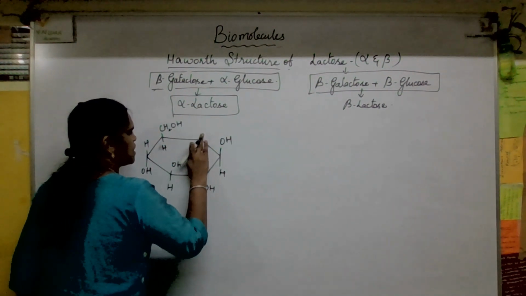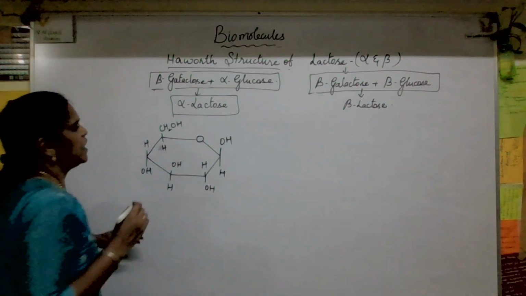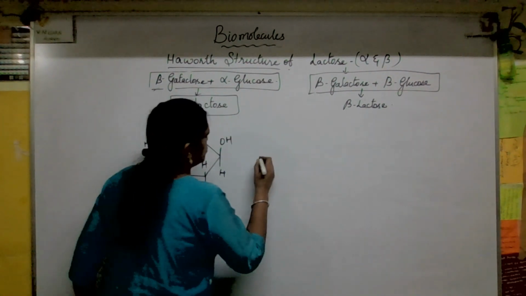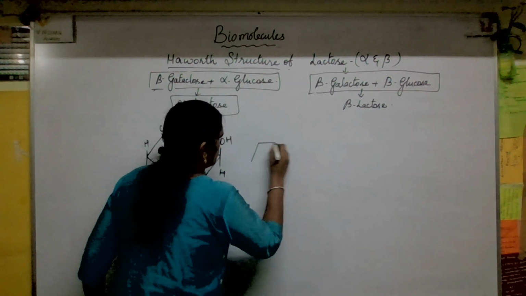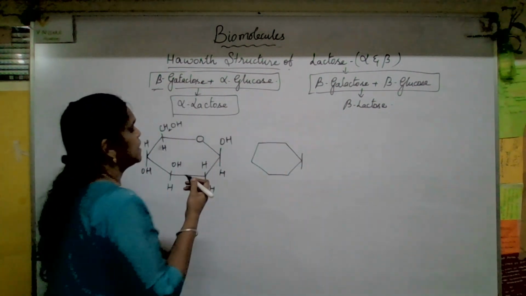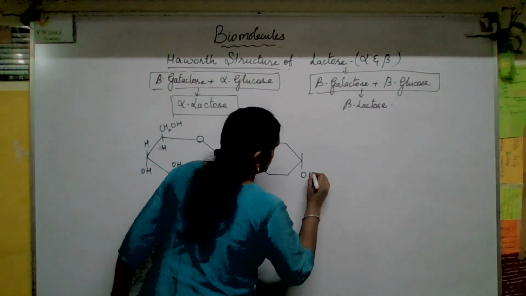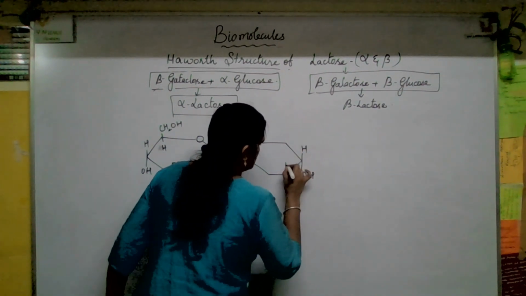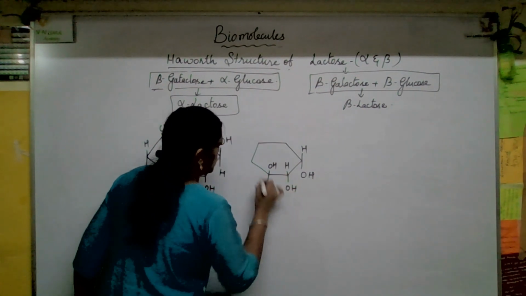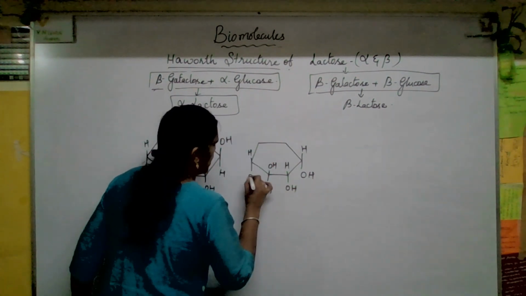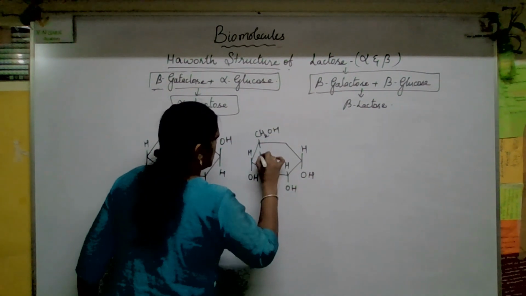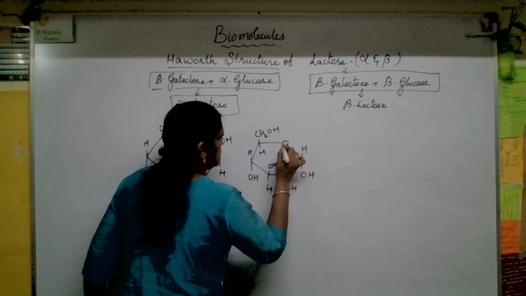Okay, now this is an oxygen linkage. Here this is beta galactose and here alpha glucose. You know alpha glucose very well. Alpha glucose has a 6-membered ring. In this, where should the OH come? It should come down. OH, H, here H, OH, here OH, H, here H, OH, and then CH2OH, here H. That oxygen will be here.